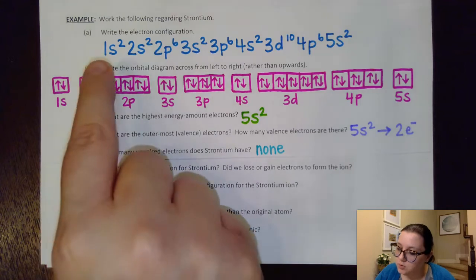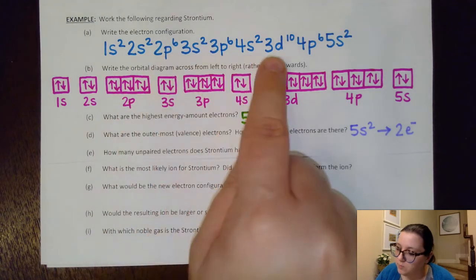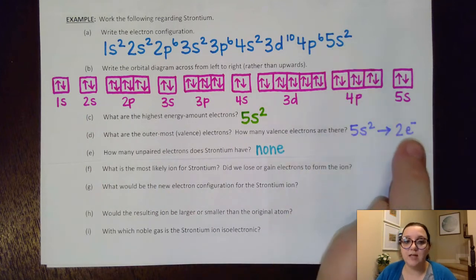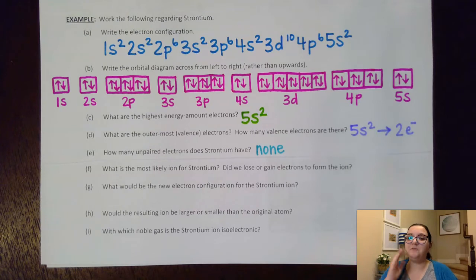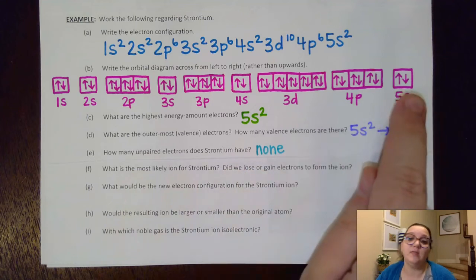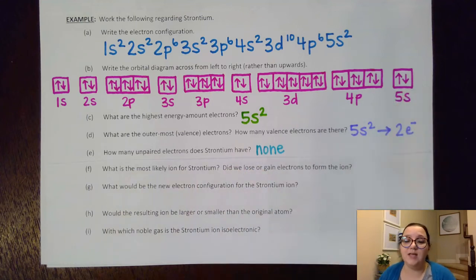Outermost or valence electrons are those in the largest energy level number. Well, I had 1, 2, 2, 3, 3, 4, 3, 4, 5. 5 was the biggest, and I only had 5s2 there, and so that would be 2 valence electrons, which should make sense if you remember back from middle school that any element that's in group number 2, like strontium, would have 2 valence electrons. Here I had no unpaired electrons. Everything had a partner all the way to the end.